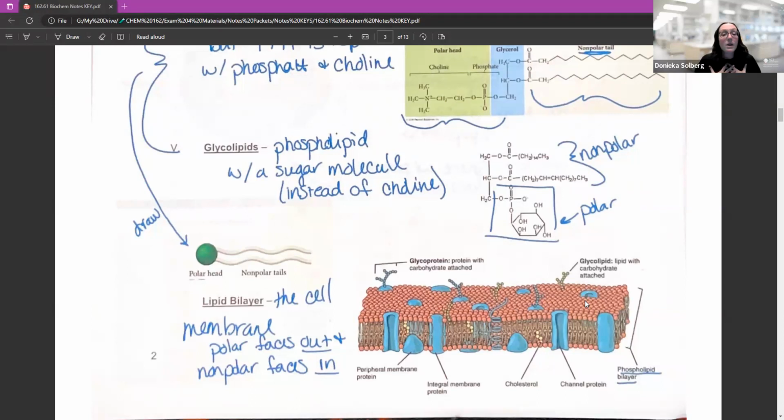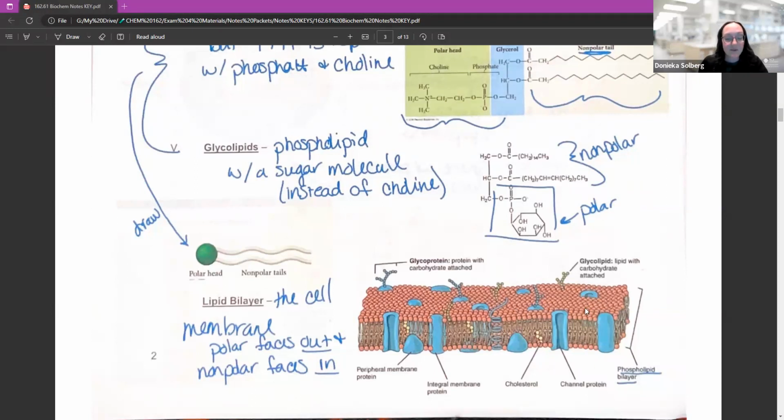Reason being, our body is made up of mostly water, right? So the polar things are going to attract to the water. So the polar heads are on the outside attracting to water. The inside, however, is where all the non-polar stuff goes because it doesn't attract to water, but they do attract to themselves. So the non-polar tails go in here.